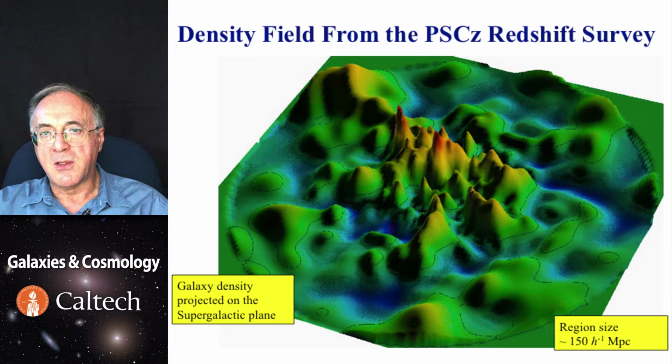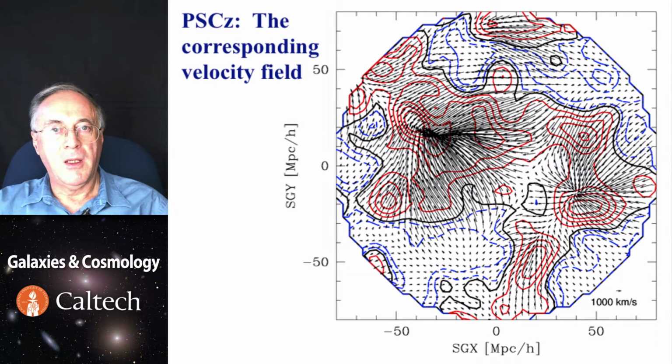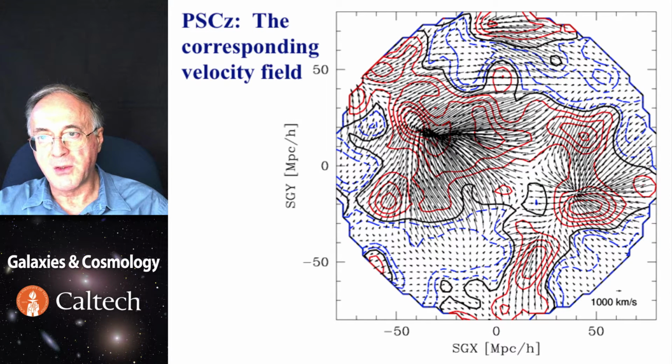It's good because these are tricky measurements, and it's good to do them as many independent times as possible. You may remember there was a survey based on the IRAS catalog of galaxies, called the PSCz survey, and this is what their density distribution of galaxies looks like projected on the supergalactic plane. And here is what the corresponding velocity field looks like. There are again two huge attractors. There is a big one, Hydra-Centaurus, and then there is one on the other side, the Perseus-Pisces supercluster.